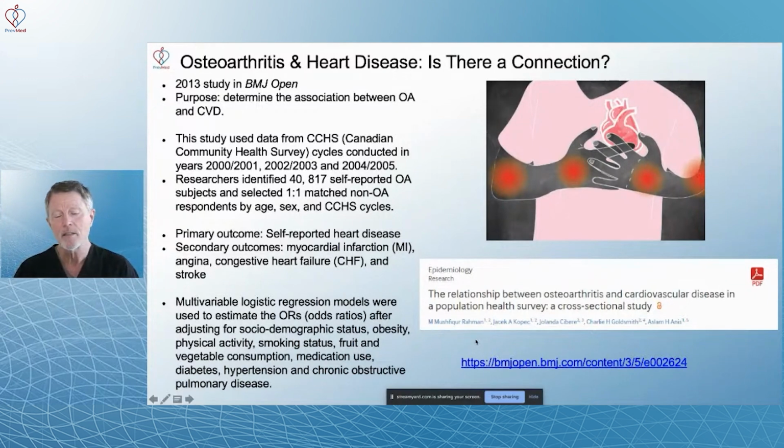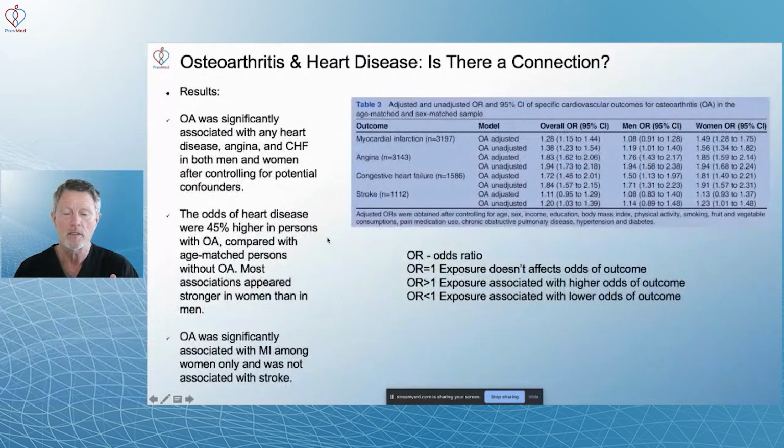They did some sophisticated statistical analysis called multivariable logistic regression. Obviously not going to go down that bunny hole. But they estimated odds ratios and looked at sociodemographic status, obesity, physical activity, smoking status, fruit and vegetable consumption, medication use, diabetes, hypertension, and chronic obstructive lung disease.